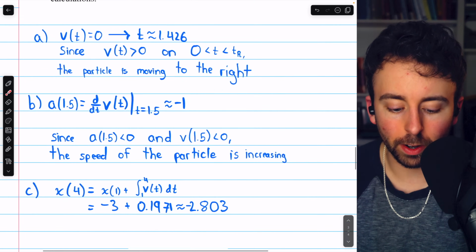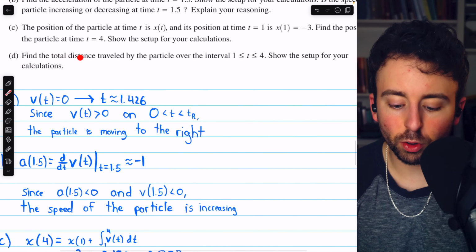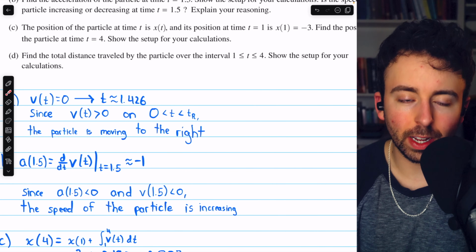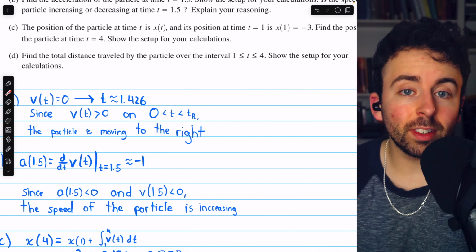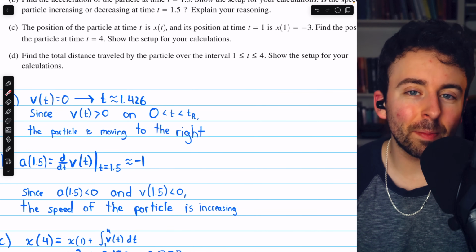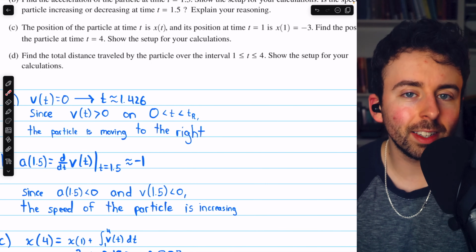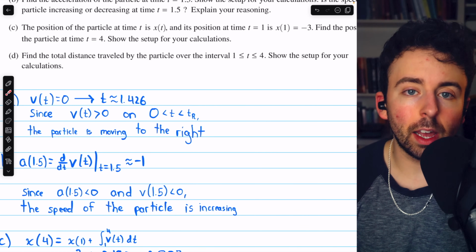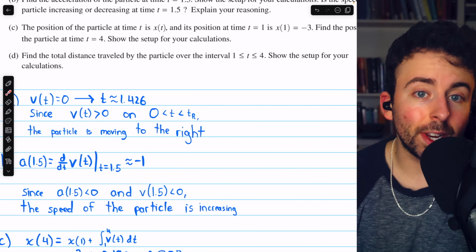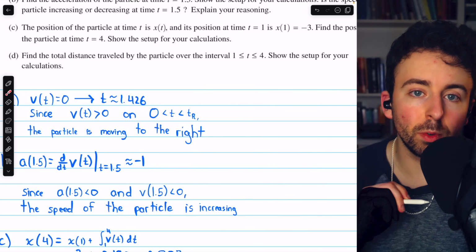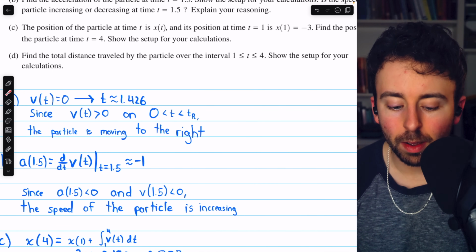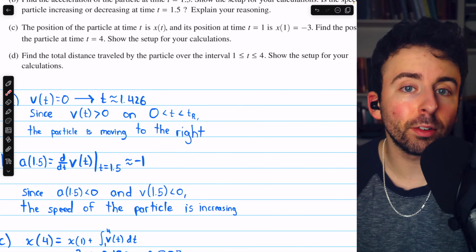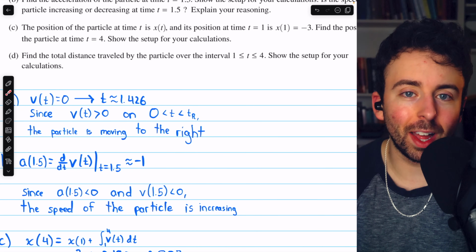Moving on then to part D. Find the total distance traveled by the particle over the interval from 1 to 4, and show the setup for your calculations. So for this, we'll just take the integral that we just calculated, except instead of integrating the velocity, we need to integrate the absolute value of the velocity. This is because with velocity, some positive and negative velocities, like moving to the right, moving to the left, can cancel out. But since we're asked to calculate just total distance traveled and not displacement, we don't want any of the velocities to cancel out.